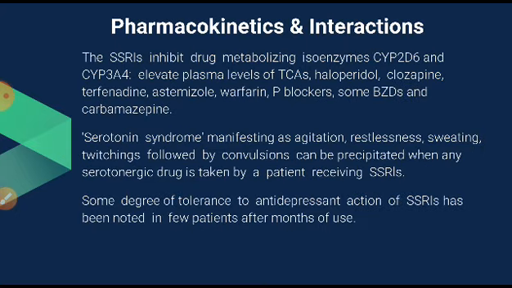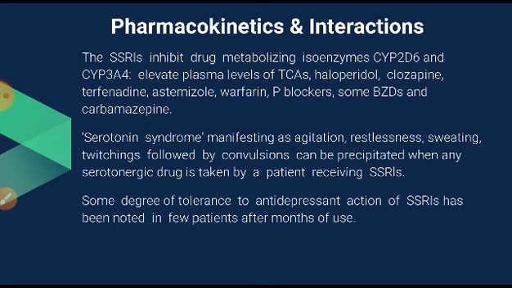We'll see pharmacokinetic interactions here. Very, very important drug for the interactions, and usually these interactions are pharmacokinetic interactions, so we have to understand the pharmacokinetics of the drug as well. The SSRIs inhibit drug metabolism by isoenzymes CYP2D6 and CYP3A4, elevating the plasma level of TCAs, because these are the metabolizing enzymes and these drugs are inhibiting them. So if they are inhibiting it, the metabolism will be less and the amount of drug will be more for a long time, and that may cause toxicity.